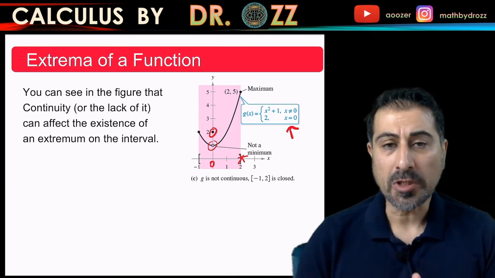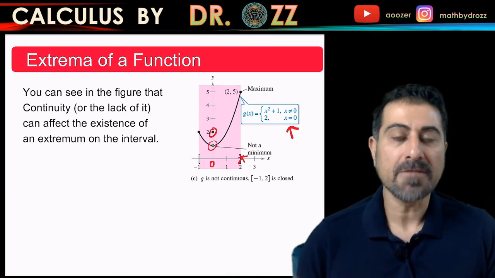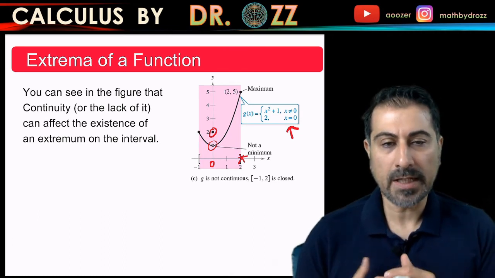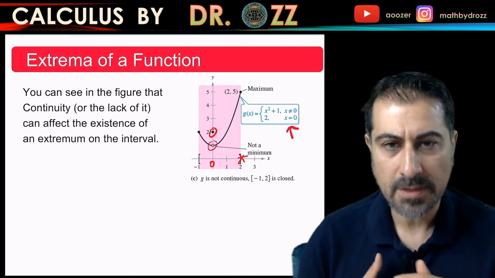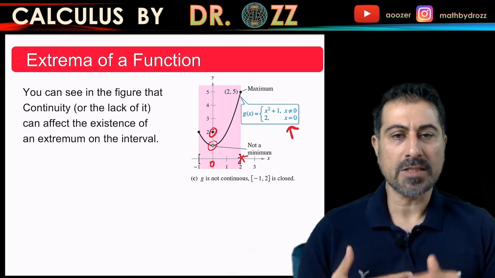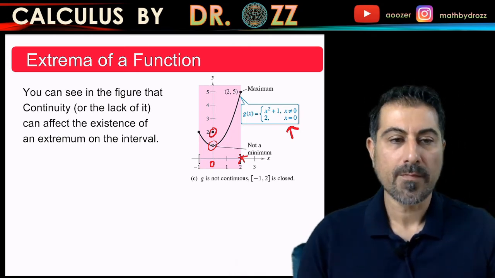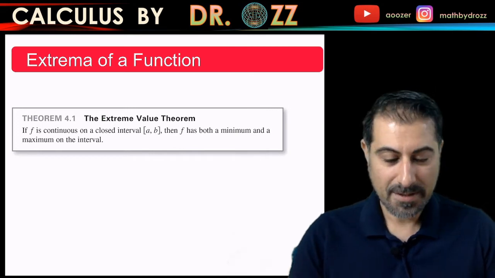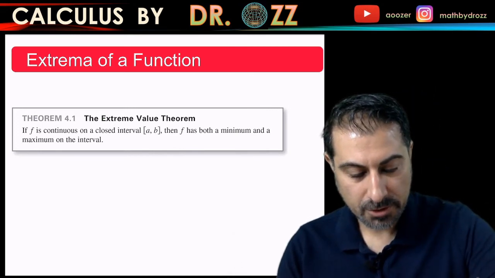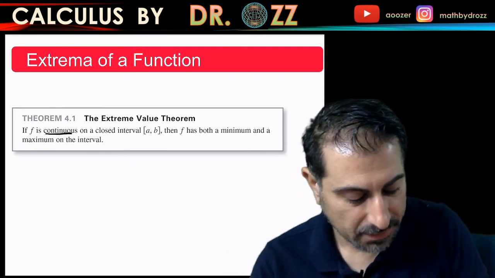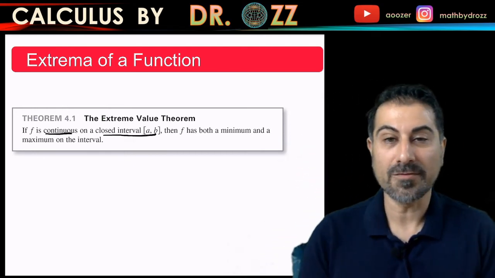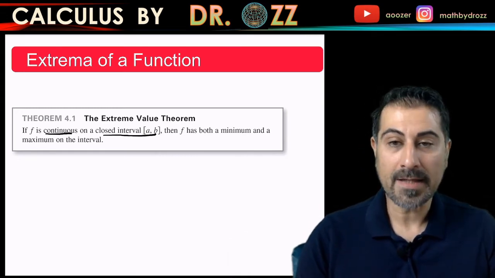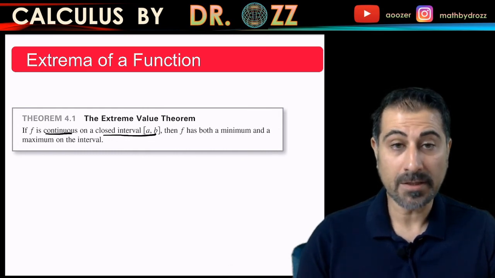So now the question becomes, for what kind of functions do we have both maximum and minimum? Is there any property of a function that we can use to conclude that the function has both a maximum and minimum? The extreme value theorem answers that question. If you start with a function that is both continuous and defined on a closed interval a, b, then it's guaranteed for f to have a minimum and a maximum on the given closed interval.